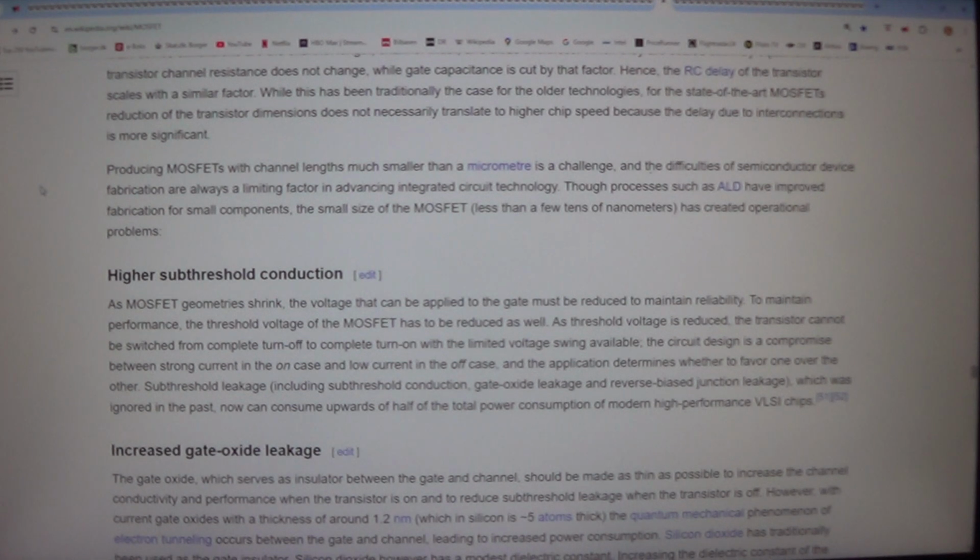Producing MOSFETs with channel lengths much smaller than a micrometer is a challenge, and the difficulties of semiconductor device fabrication are always a limiting factor in advancing integrated circuit technology. Though processes such as ALD have improved fabrication for small components, the small size of the MOSFET, less than a few tens of nanometers, has created operational problems.